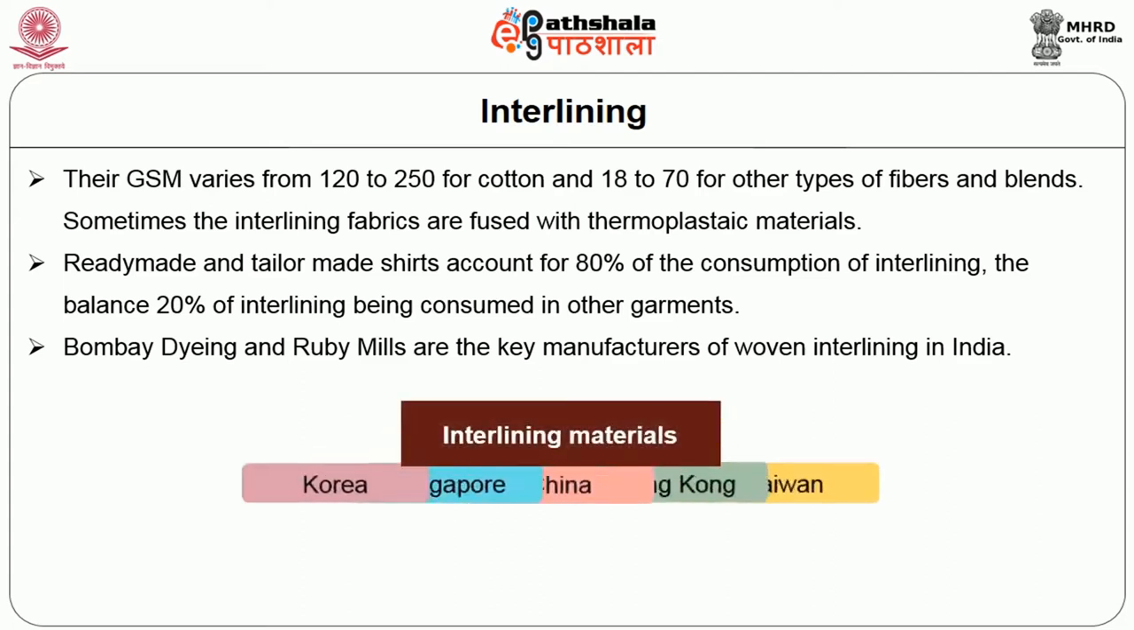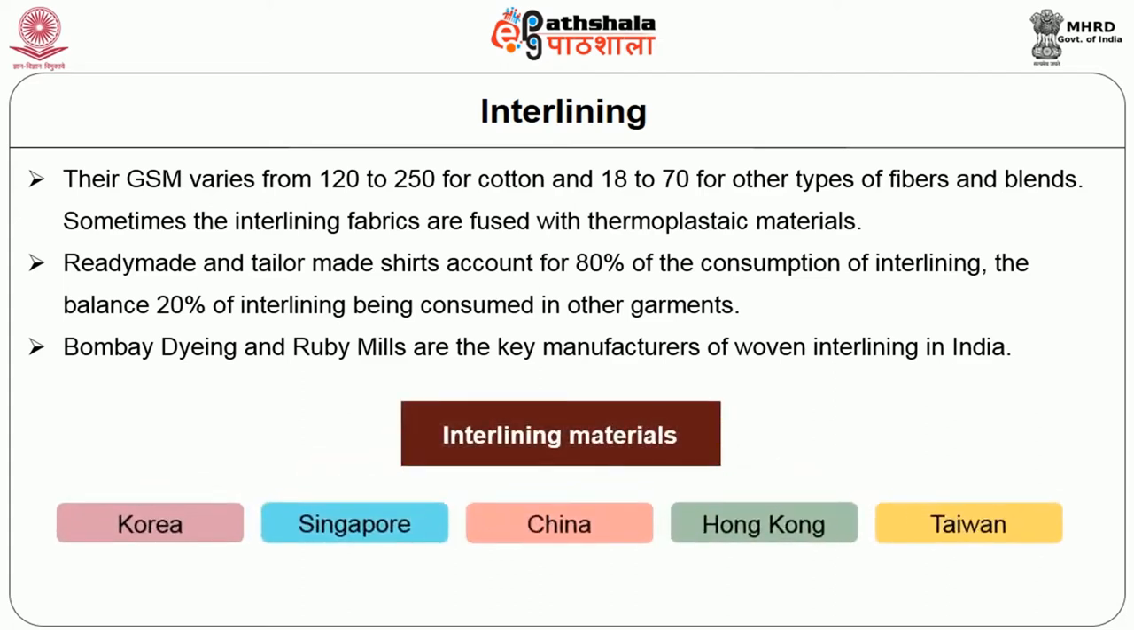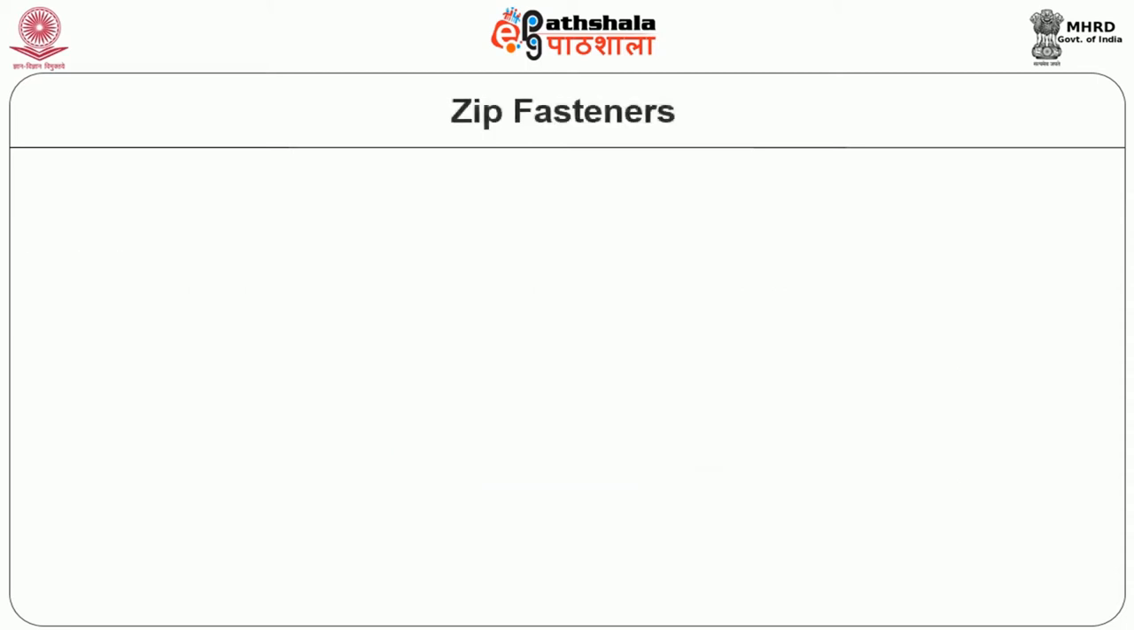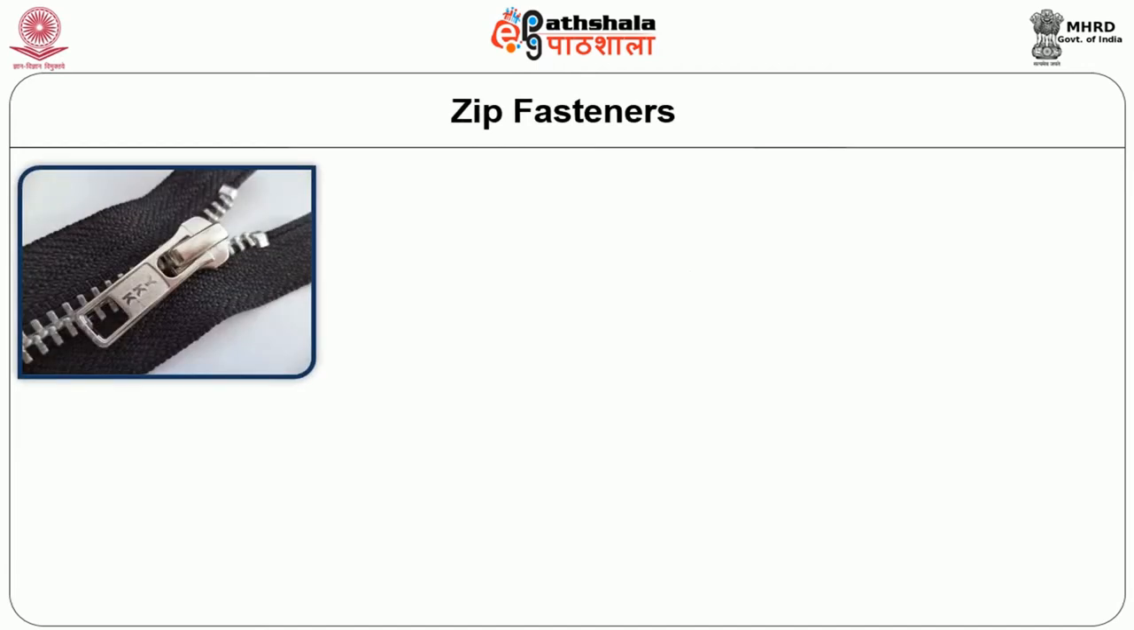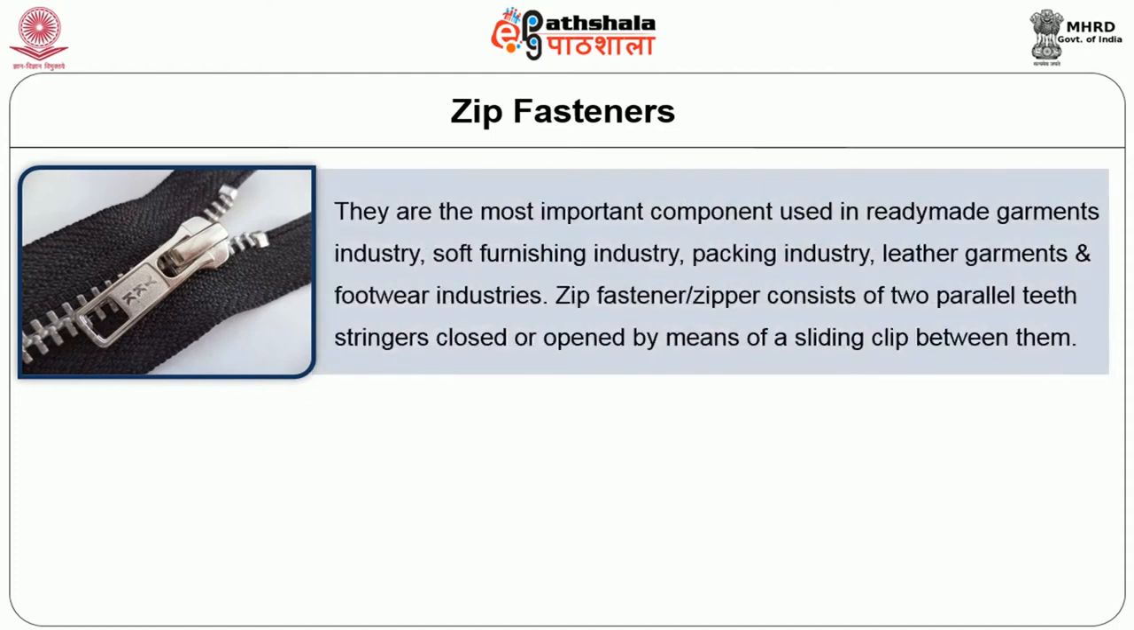Interlining materials are also imported from Korea, Singapore, Hong Kong and Taiwan. The next aspect is zip fasteners. A zip fastener is a device used to join two edges of fabrics temporarily, and it is described as zips or zip fasteners. They are the most important component used in the ready-made garment industry, soft furnishing industry, packaging industry, leather garment and footwear industry.